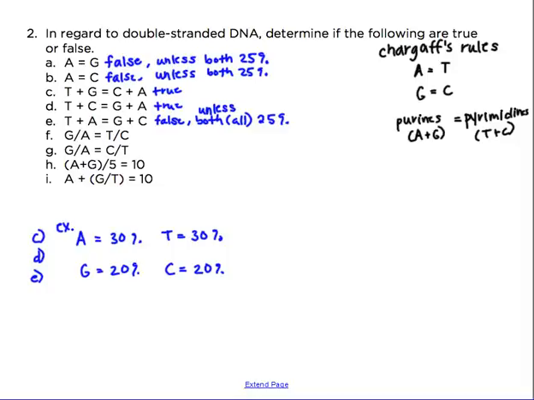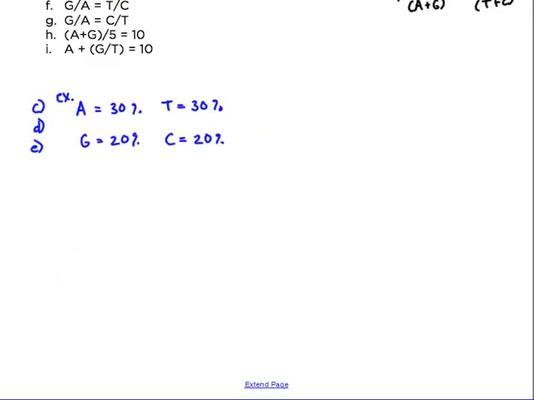Okay, now let's look at F. We're going to use the same example. So it says G divided by A is equal to T divided by C. So for this case, G divided by A would be 20 over 30 is equal to T divided by C, which would be 30 over 20. Now obviously, these don't equal each other, so F is false.